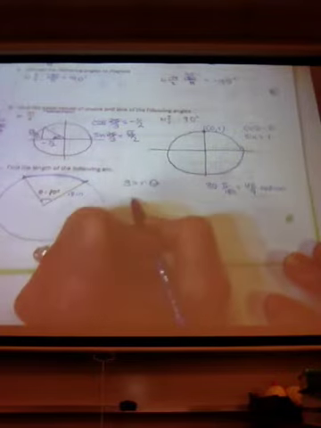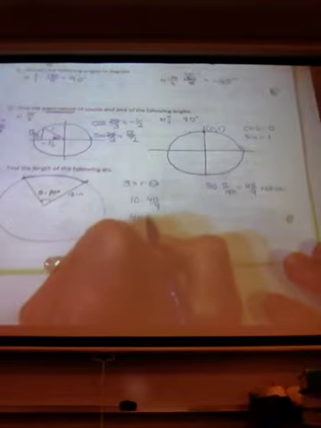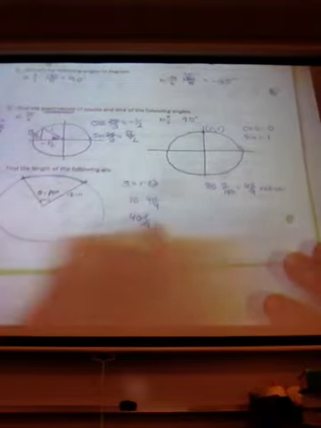And then what's my radius? 10 times 4 pi over 9. And we would have 40 pi over 9 inches.